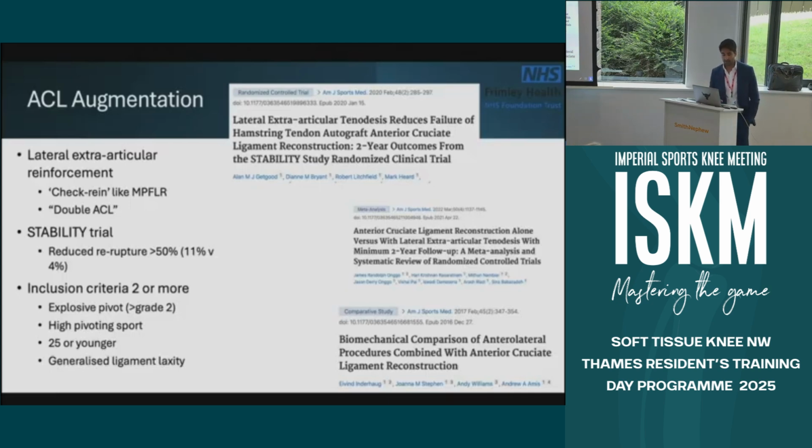The risk factors they identified in the paper here with these groups: people who had an explosive pivot, which was more than grade 2, anyone who went back to a pivoting sport, if they're younger than 25, and anyone who's got generalized ligament laxity. And we've extrapolated that to another cohort of patients, which is a redo ACL surgery. So all the revisions get an LET now as well.